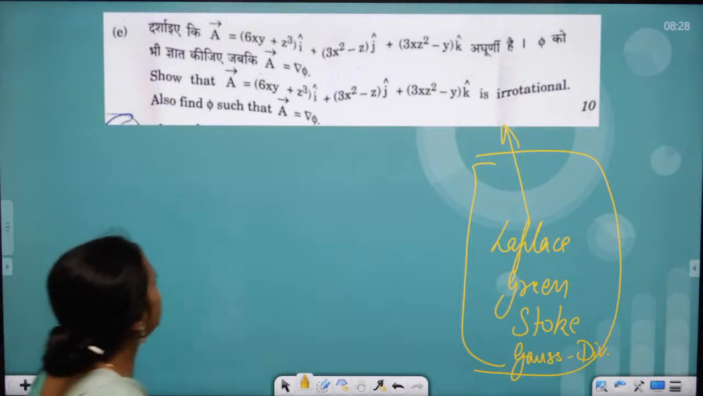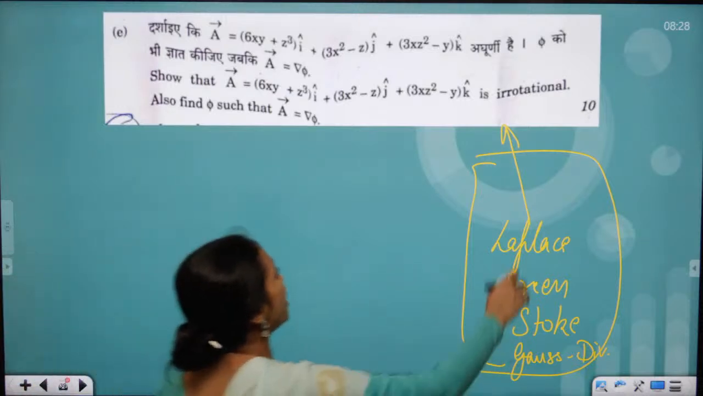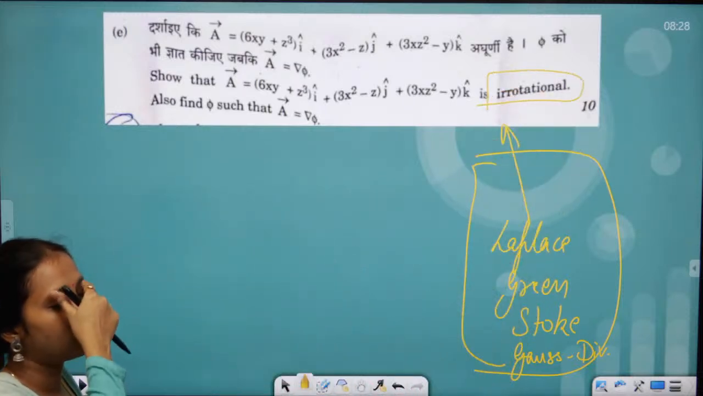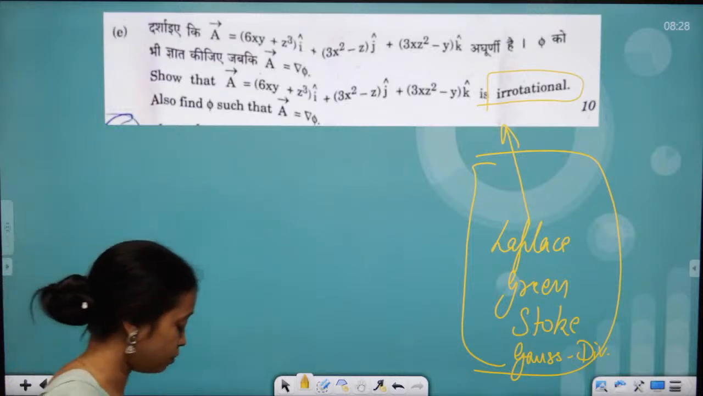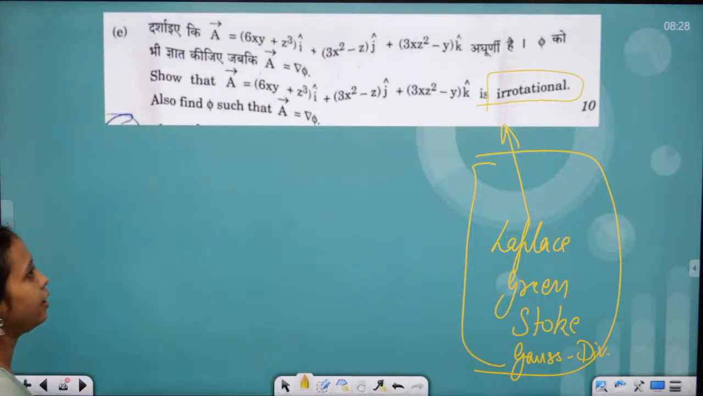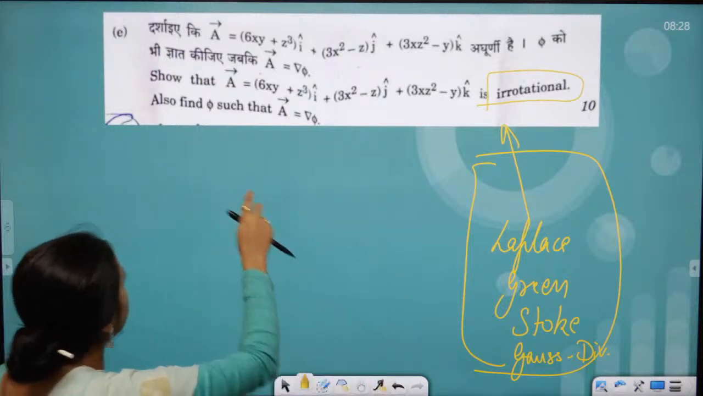This is from the vector. Show that the vector is irrotational. When we have irrotational, we have got the term: this is irrotational if curl is 0, right? And the second is, let us focus on this question.